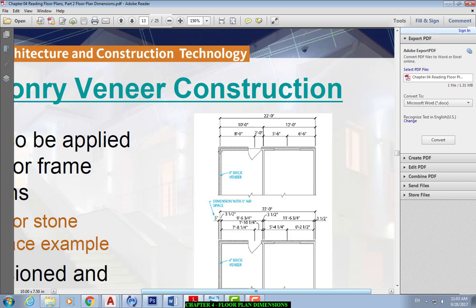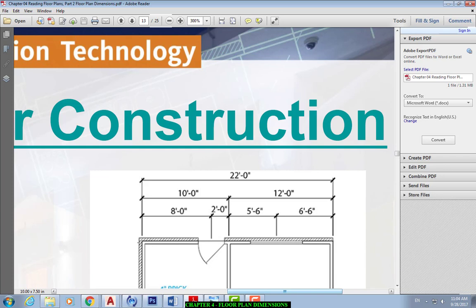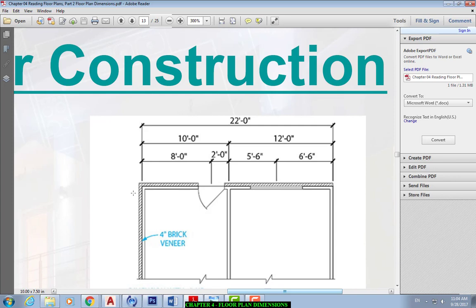If you were to dimension to the inside of the frame, like such, see, they're dimensioned to the inside of the frame, and then the brick is on the outside because in reality, the brick is going to be added later. The frame is going to be put up first, which makes a lot of sense. But you don't have to dimension the actual brick.